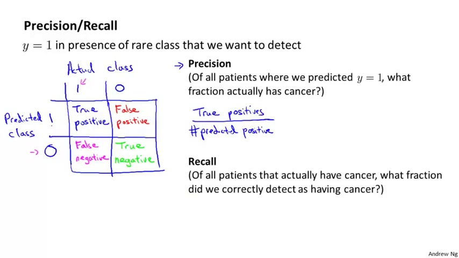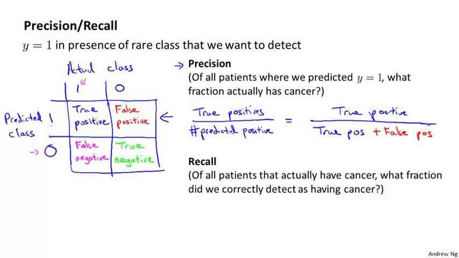Right? So of all the patients that we went to and told them we think you have cancer, what fraction of them actually have cancer? So that's called precision. Another way to write this would be true positives, and then in the denominator is the number of predicted positives, which is the sum of the entries in the first row of the table. So it'd be true positives divided by true positives (POS) plus false positives (POS).